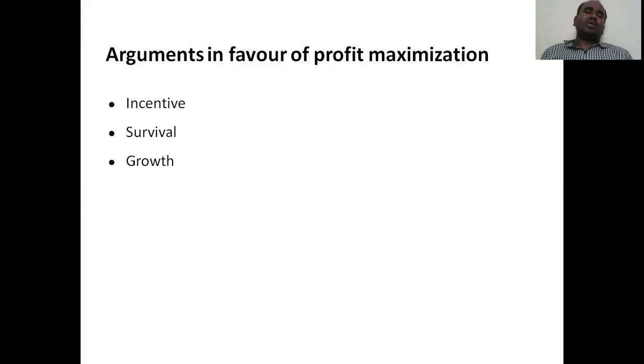Then, the next argument in favor of profit maximization is survival. Here the company has to survive in the competition for a long time. So it has to face many kinds of risks and challenges, from external and internal sources. Externally, it is going to face the challenges of competitors, changes in economic conditions, changes in policies, and changes in climate conditions. So many things it has to face.